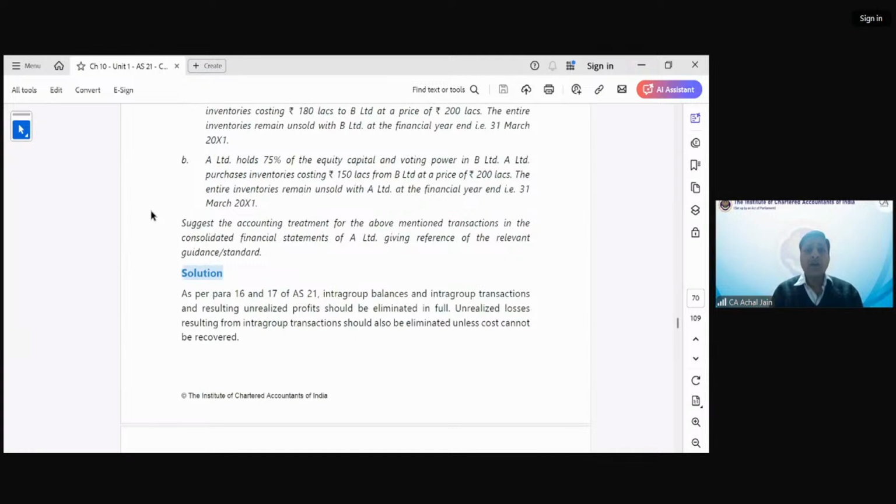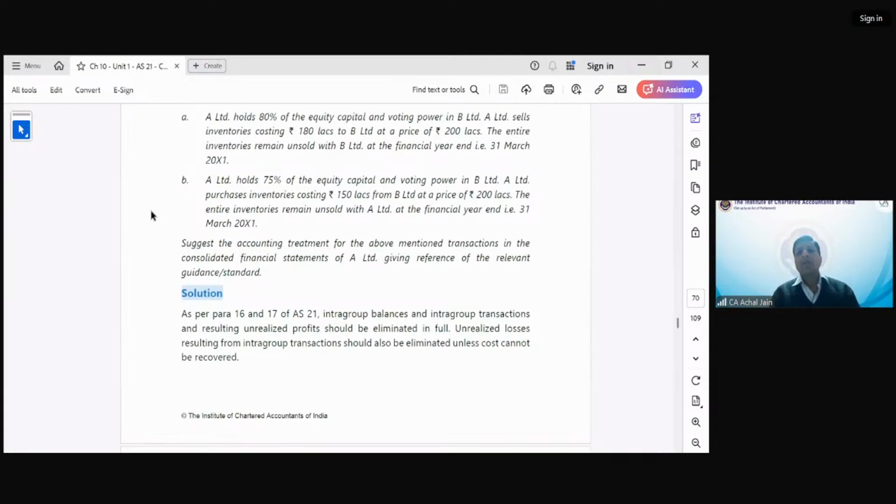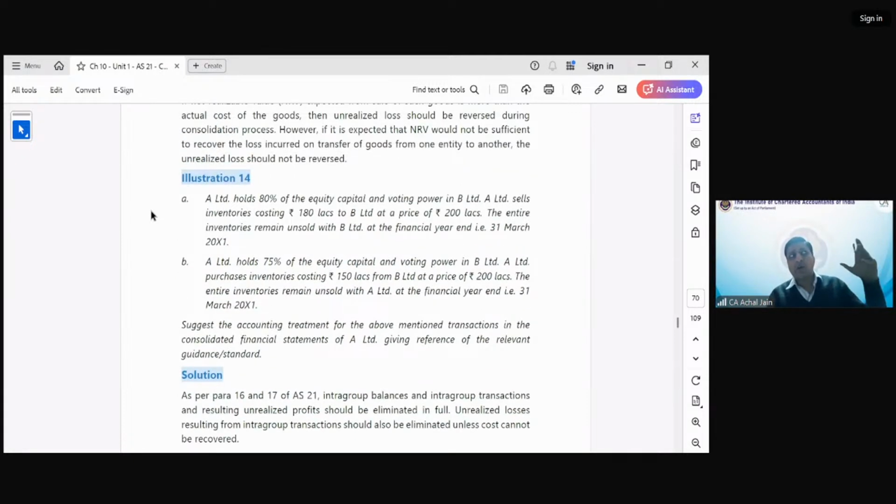And this one you need to answer. For the time being, please forget about downward or upward. Let's not get confused with that. A Limited holds 75% equity voting of B. So A is holding, B is subsidiary. A purchases inventory costing 150 lakhs from B at a price of 200 lakhs.